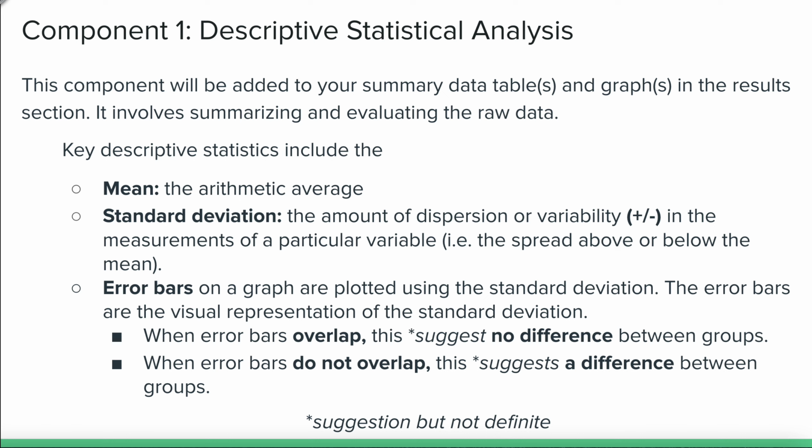The error bars on a graph are plotted using the standard deviation that you calculated, and the error bars are the visual representation of the standard deviation. We're going to see in the next slide that when the error bars overlap, this suggests, and it's a suggestion but not definite, that there's no difference between the groups, and when the error bars do not overlap, this suggests a difference between groups. Again, this is why it is called descriptive.